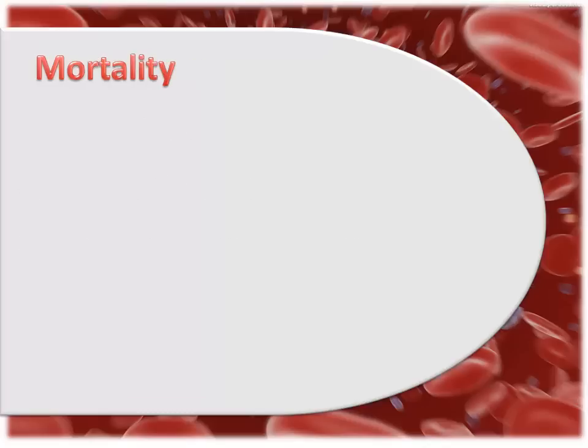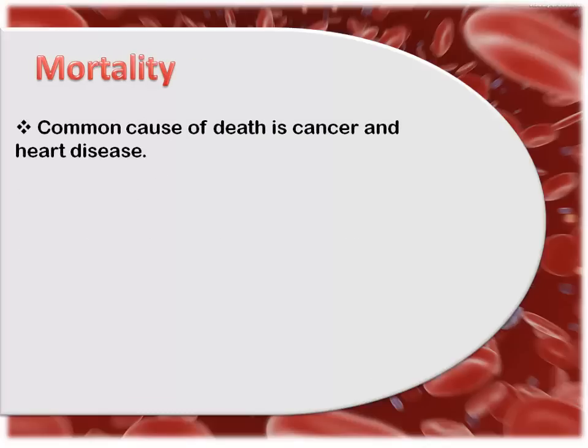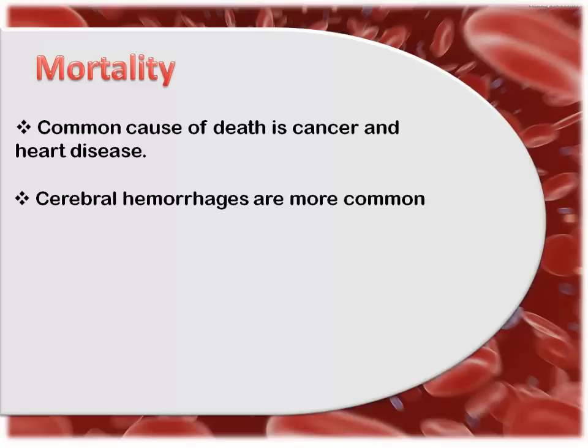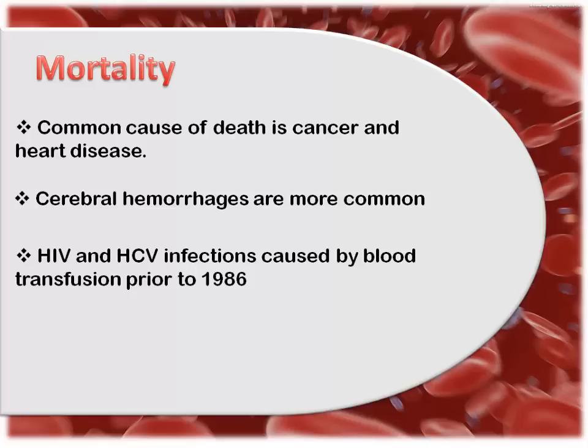Mortality in cases of hemophilia A. The most common cause of death in hemophilia A nowadays is cancer and heart disease, because hemophiliacs nowadays have good treatment and can have a longer life and die of normal causes just like normal patients. Having said that, hemorrhage in general and cerebral hemorrhages in particular are much more common in hemophiliacs than in other normal patients. Also, in patients who had hemophilia prior to 1986 and had blood transfusion, blood-transmitted viral infections like HIV and hepatitis C viruses are much more common.